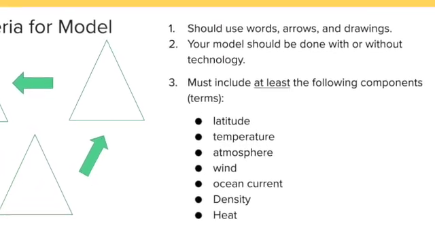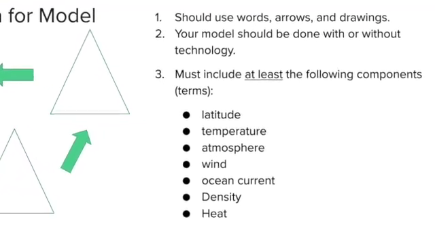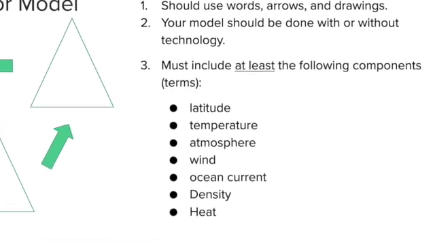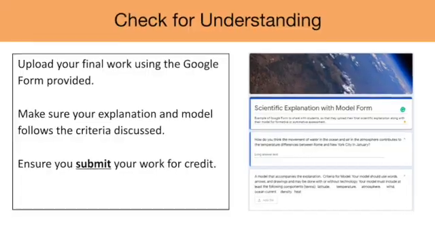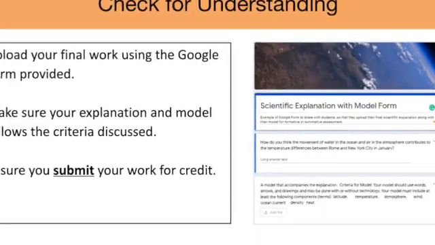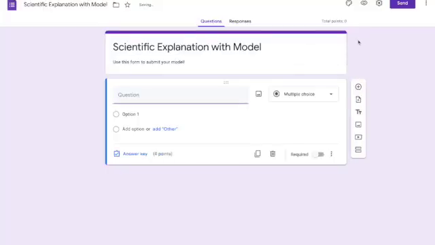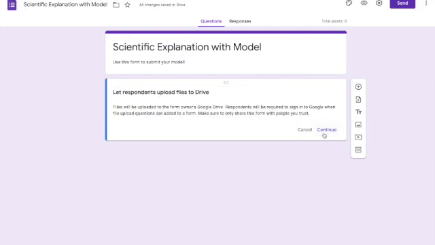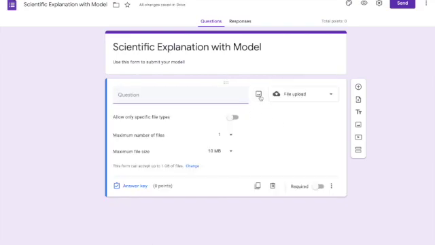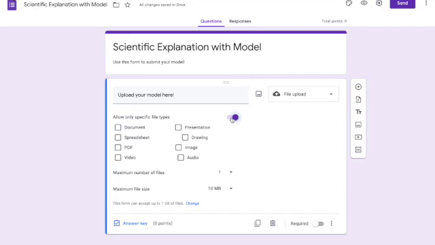Students should use words, arrows, and drawings to create their models, which can be done with or without technology. There is also a list of required vocabulary. An easy way to collect student work is by using Google Forms. By creating a new Google form, creating a new question, and then choosing the File Upload question type, students can upload and attach their work, and Google Forms will keep and organize their responses for you.